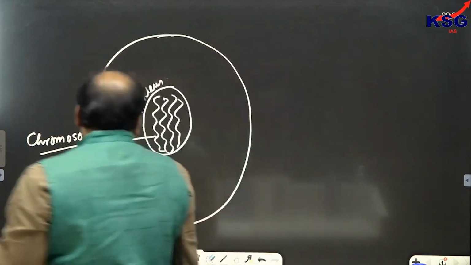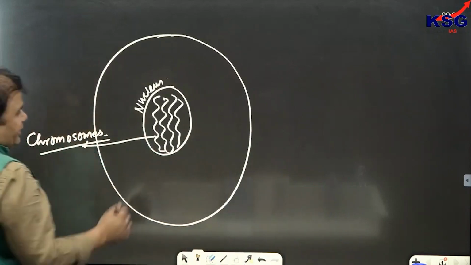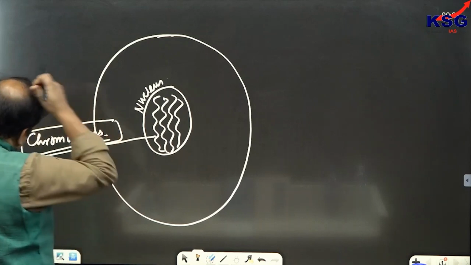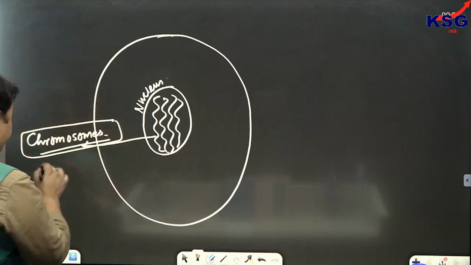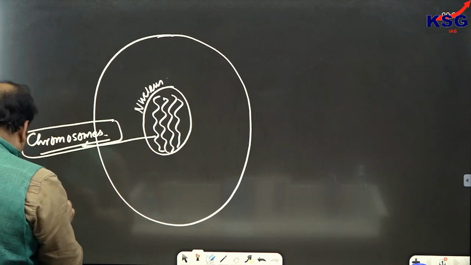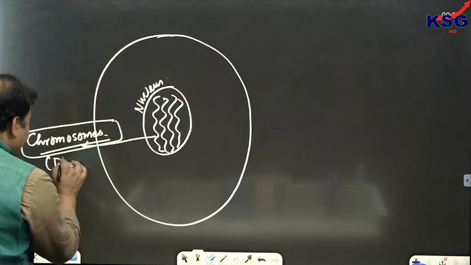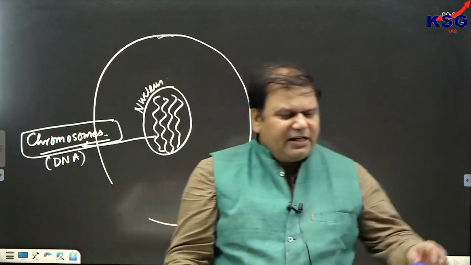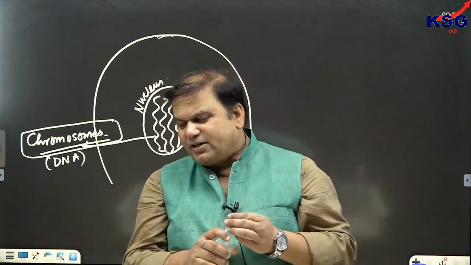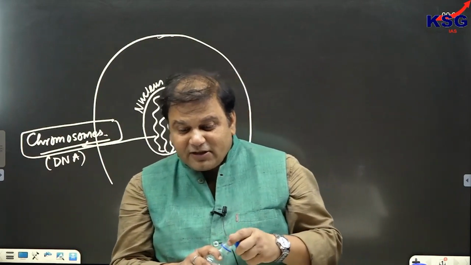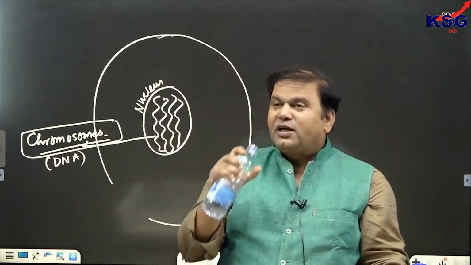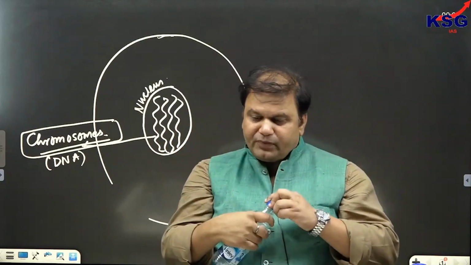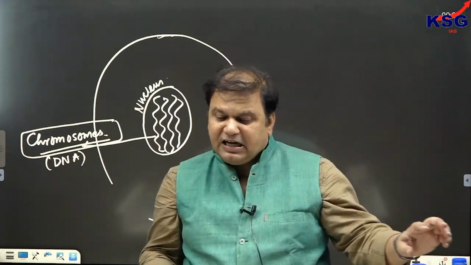Now we can see that these are the bearers of hereditary characteristics, which are called chromosomes. Clear? And chromosomes are made up of DNA. So if chromosomes are molecules, then DNA would be considered as the atoms. Clear? So if chromosomes are molecules, then DNA would be considered as atoms.